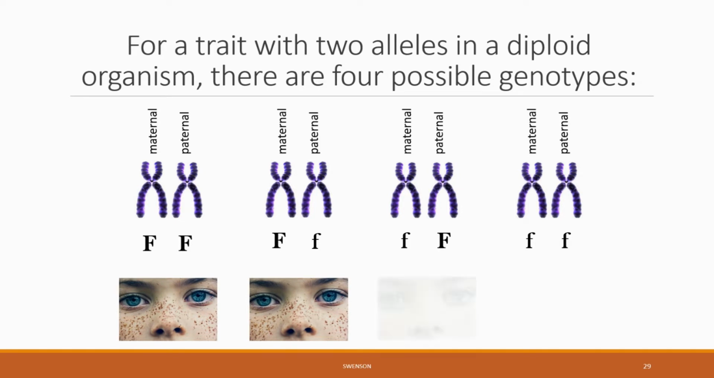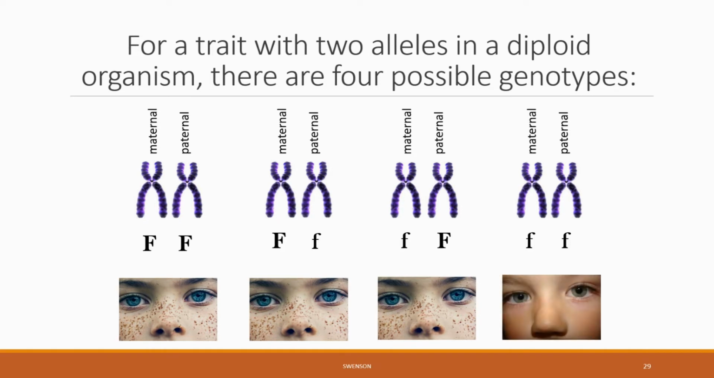We can see that anytime there's at least one capital F, the individual will have freckles, but without the freckle allele, capital F, to recessive lowercase f's, that individual will not have freckles. So the phenotype is the same for the first three, even though those first three have different genotypes.